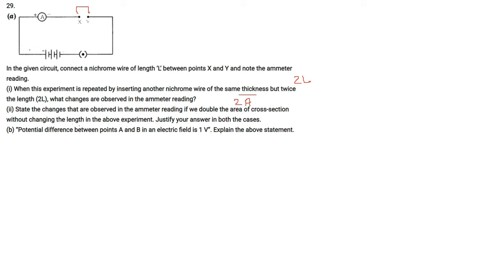Now, the potential difference between A and B in an electric circuit is 1 volt. We have to explain this statement.